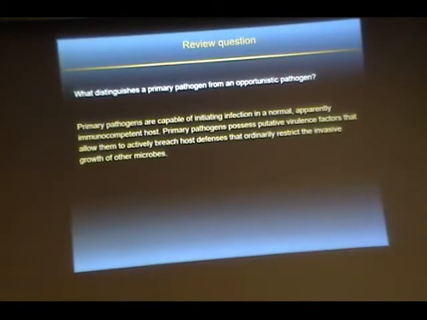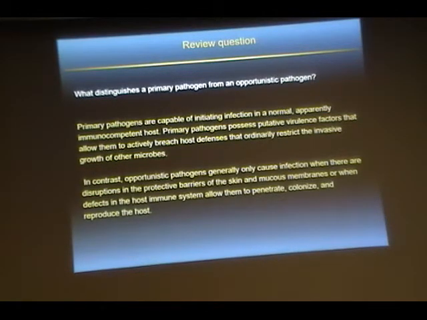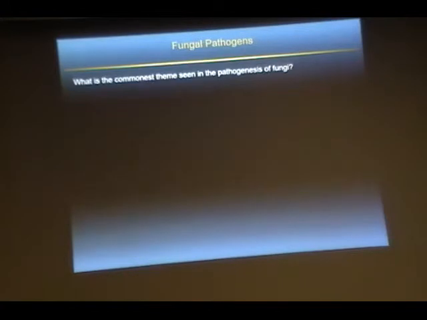So this is again a review question. What distinguishes a primary pathogen from an opportunistic pathogen? Primary pathogens are capable of initiating infection in normal people. Opportunistic pathogens only do so when there is an immunocompromise, or when there is a shift in pH, or some disruption in the local mucosa.